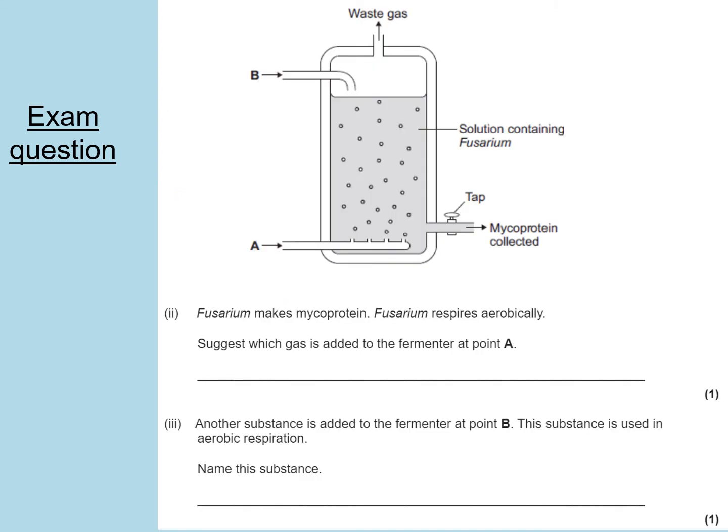Okay, so they're expecting you to look at this diagram, understand what it's showing, and know what the things are that are needed in order to grow mycoprotein. So Fusarium makes mycoprotein. Fusarium respires aerobically. So what is needed for aerobic respiration? Complete question part 2 and part 3 for 1 mark each. So pause the video, write your answers, and move on when you're ready.